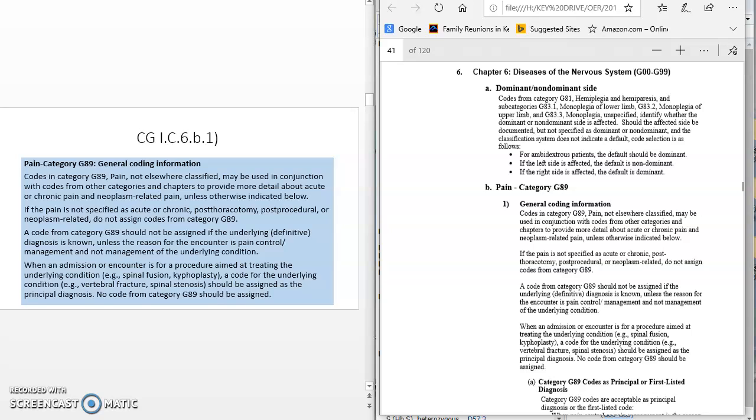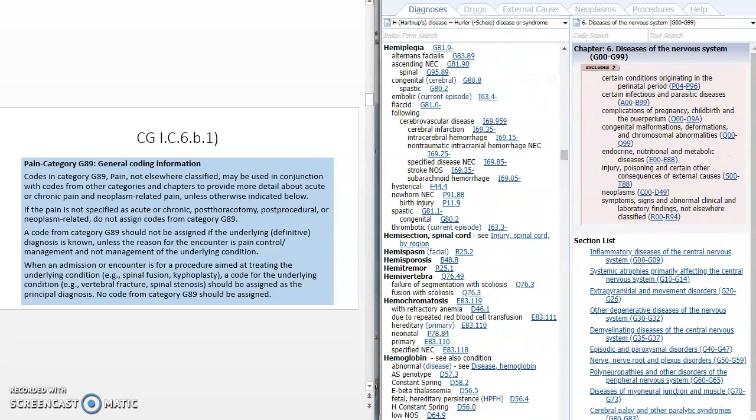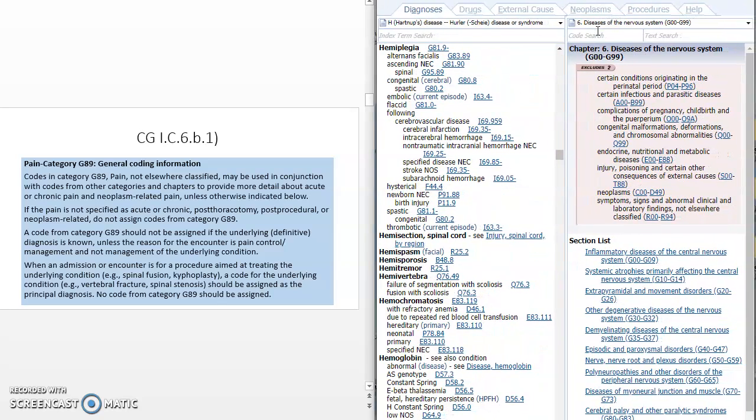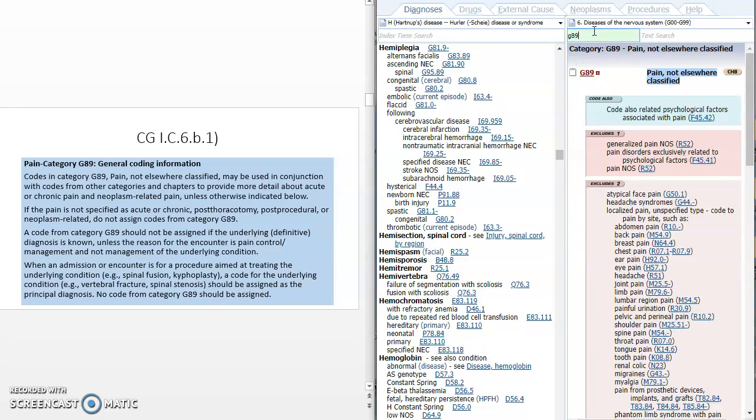So it says that codes in category G89 pain, not elsewhere classified, may be used in conjunction with codes from other categories and chapters to provide more detail about acute or chronic pain and neoplasm-related pain, unless otherwise instructed below. If the pain is not specified as acute or chronic, post-thoracotomy, post-procedural, or neoplasm-related, do not assign codes from category G89. So it might be helpful if we take a closer look at what's in G89 at this point, so we can see what they're talking about.